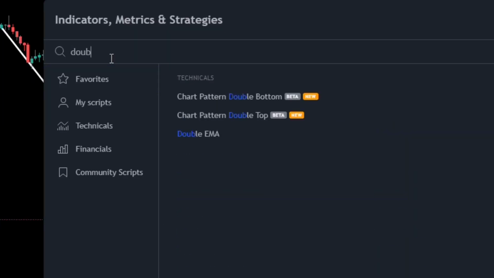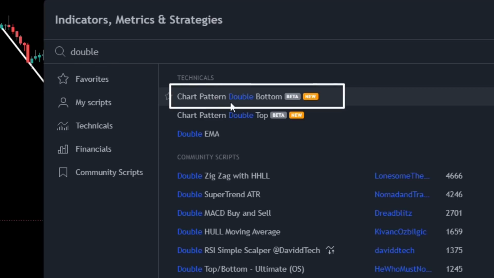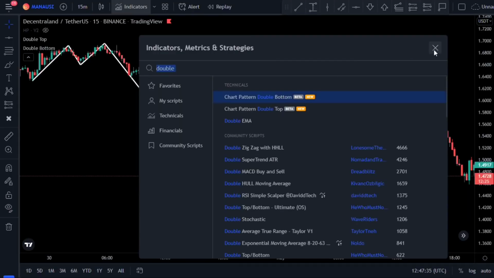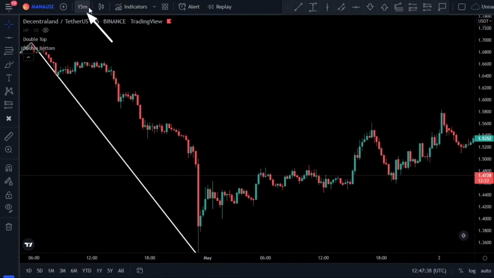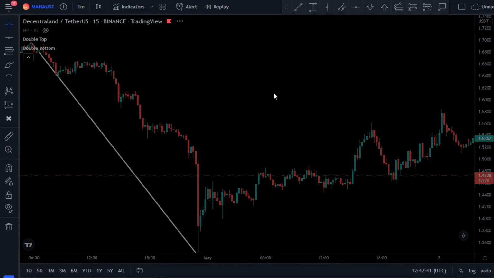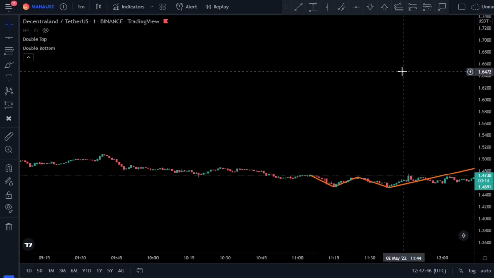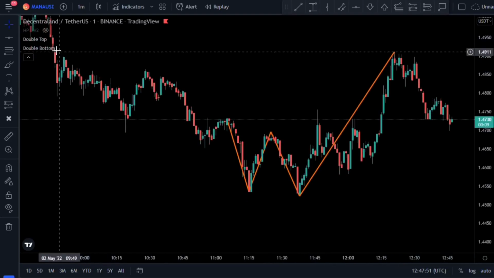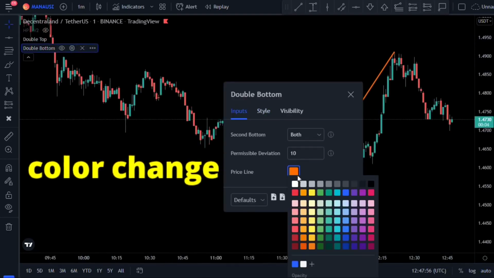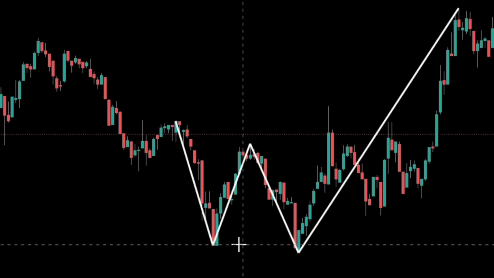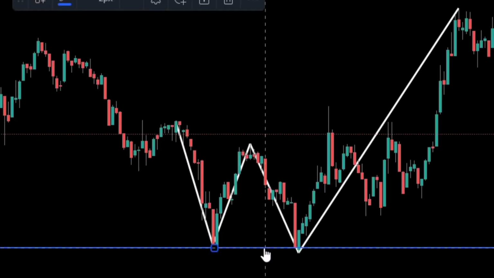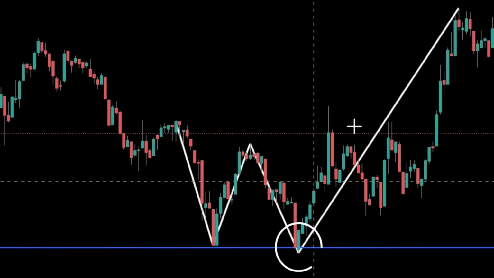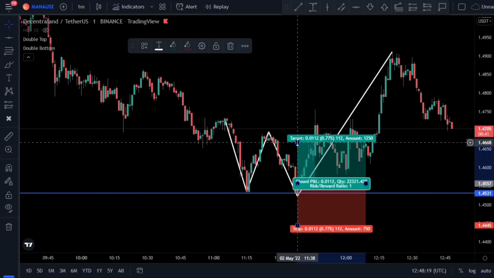Here I search for the double bottom indicator. Add this double bottom indicator to the chart. There is no double bottom pattern in the 15-minute time frame. I change the time frame to 1 minute. You can see the double bottom pattern is formed in 1 minute time frame. I draw a horizontal line at the bottom of the chart, and when the second bottom of the chart is formed, I enter the buy position.